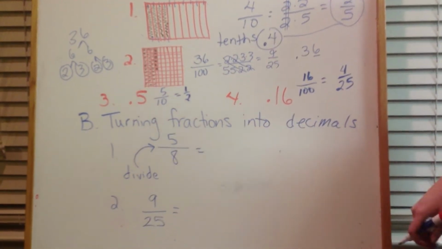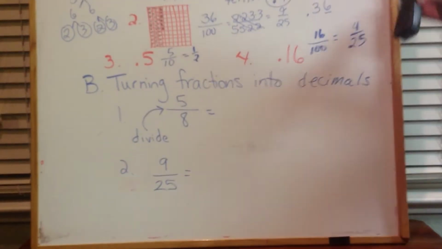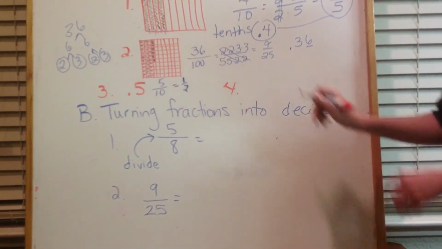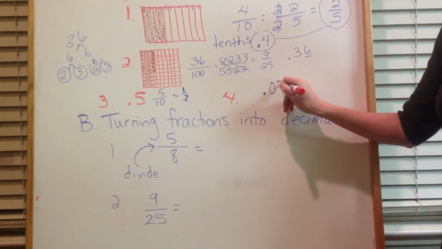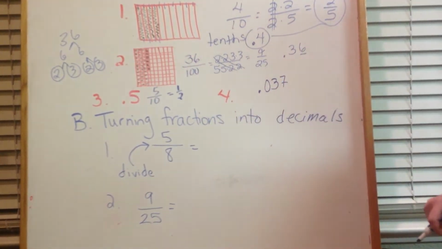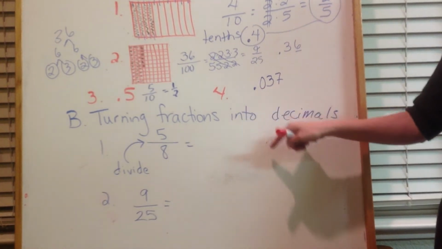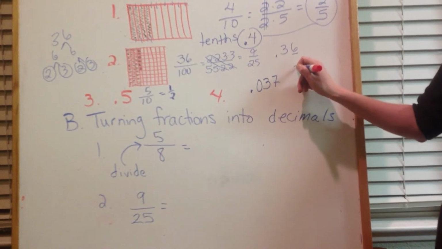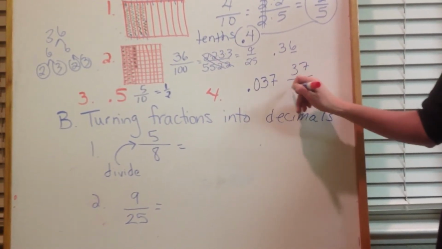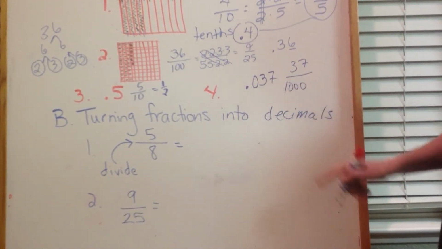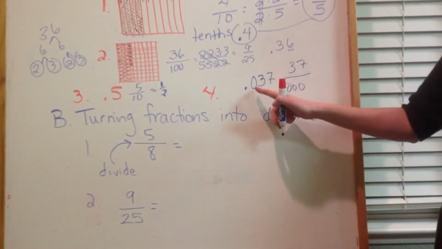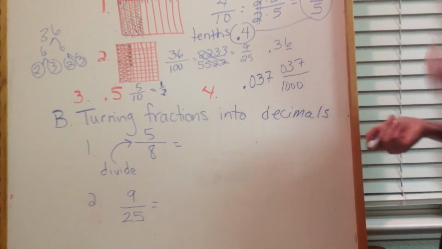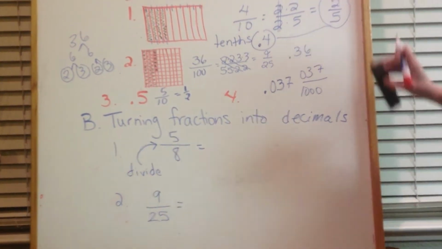Okay. I want you guys to try one real quick. I'm going to erase some of this. What would be the place value of this one? Tenths, hundredths, thousandths. So it'd be 37 over 1,000. And since it's prime, we're done. Do we need this 0 in front? No. We could put it if we really want to, but it's useless. Okay. That's the first half.